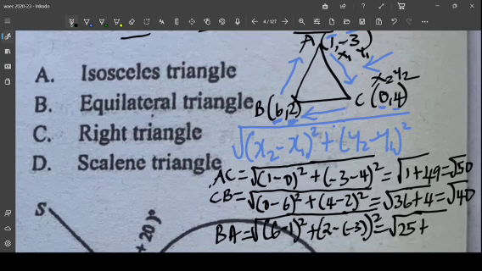Minus and minus we multiply to give you plus. That is 2 plus 3. What's 2 plus 3? 5. So what is 5 squared? 25. So I have root 25 plus root 25, which is root 50.